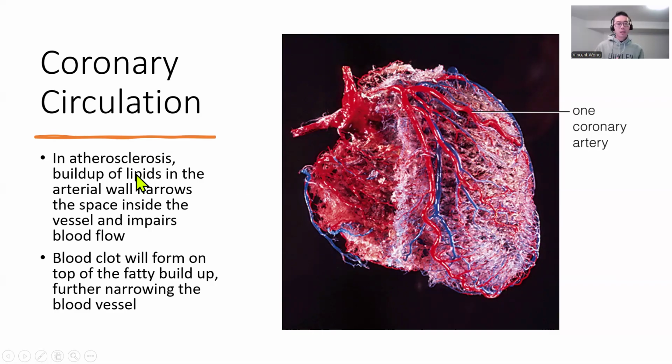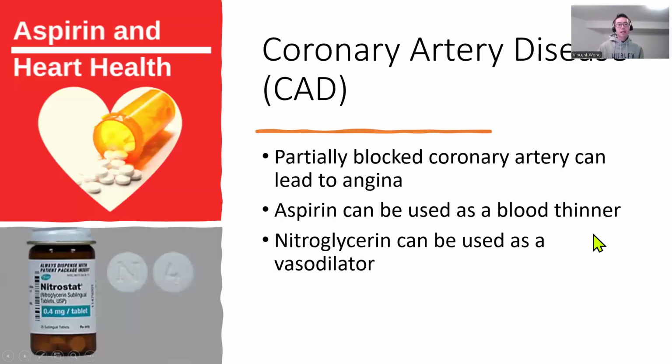If the coronary arteries are narrowed because of the atherosclerosis and the buildup of the plaques, or if it's completely blocked off, then it would lead to heart problems. So these things are called coronary artery diseases, okay, or CAD for short. If it's a partially blocked coronary artery, then it will lead to what's called angina.